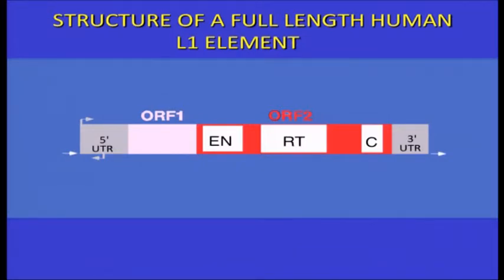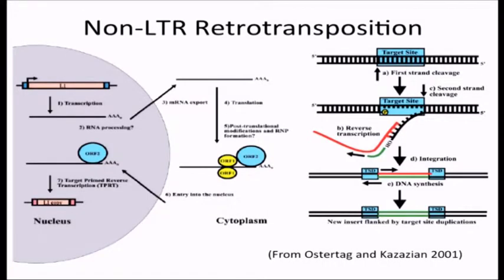There's an open reading frame 1, which encodes a nucleic acid chaperone protein, important for retrotransposition. And open reading frame 2 encodes an endonuclease activity and a reverse transcriptase activity, along with a conserved region whose function is really not known at the present time. The 3' untranslated region ends in a poly A tail, and the whole thing is surrounded by short target site duplications. Here's the life cycle of the L1 element.